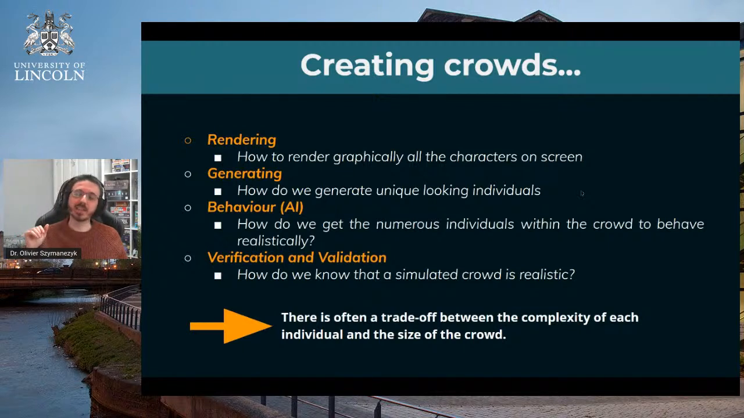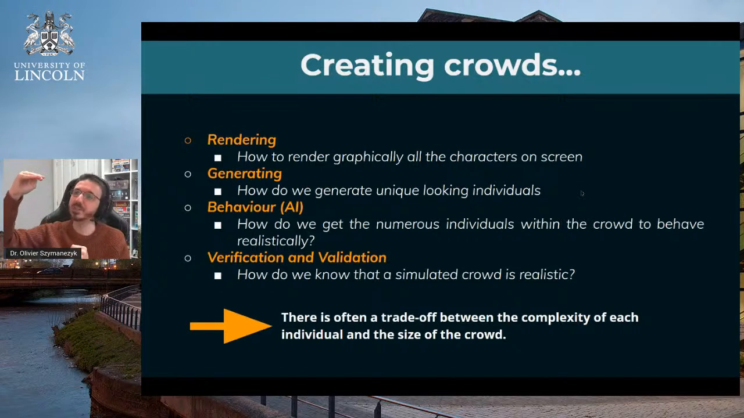And very often in video games, and even in realistic simulation, there's a trade-off between the complexity of each individual and the size of the crowd. You may have a large crowd, let's suppose 25,000 individuals rendered on screen in real time, but the crowd may suffer somewhere else, or perhaps the graphics are not up to date, so each individual is just rendered as a dot on the screen. Perhaps the crowd doesn't behave as realistically, or perhaps you've got 25,000 individuals, but about 500 of these individuals behave the same because it's just copy-pasting the individual. So it's very often a trade-off.